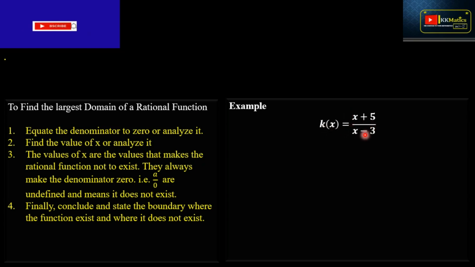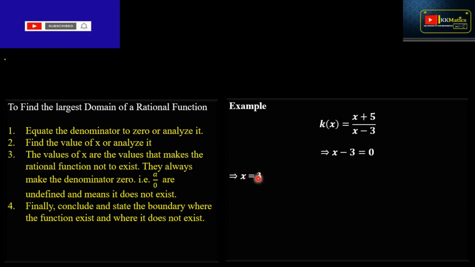The first thing we do, as we said earlier, is to equate the denominator to 0. Our denominator is x minus 3, so we equate it to 0. Then we find the value of x, and obviously that's x equals 3.